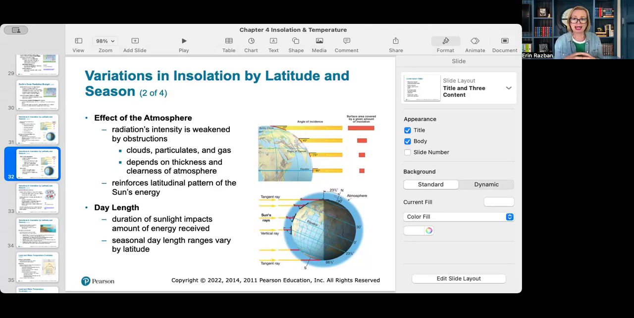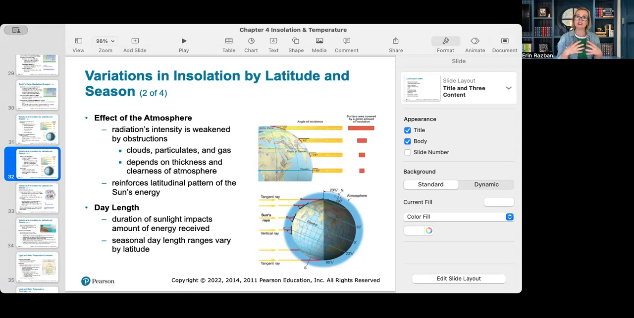Okay. So again, let me repeat that. When sunlight arrives at a low angle, such as at the poles, it has to travel through more atmosphere to reach the surface. Okay. Now, the third concept is day length.